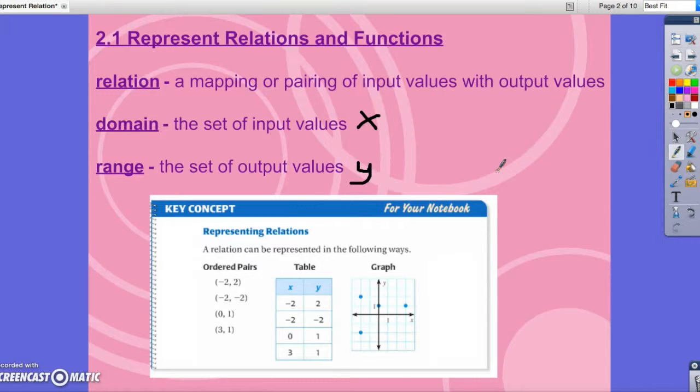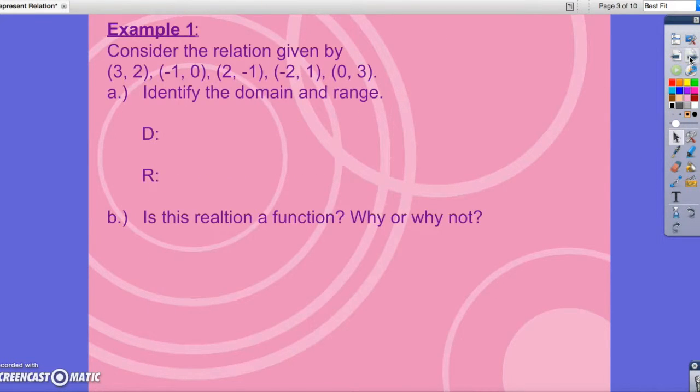All right? So representing relations, if we take a look at the key concept here at the bottom of the page, it says a relation can be represented in the following ways. We have ordered pairs, x comma y. We have a table and a graph, and they all represent the same thing. I'm sure you're familiar with this at this point. So let's take a look at example 1.